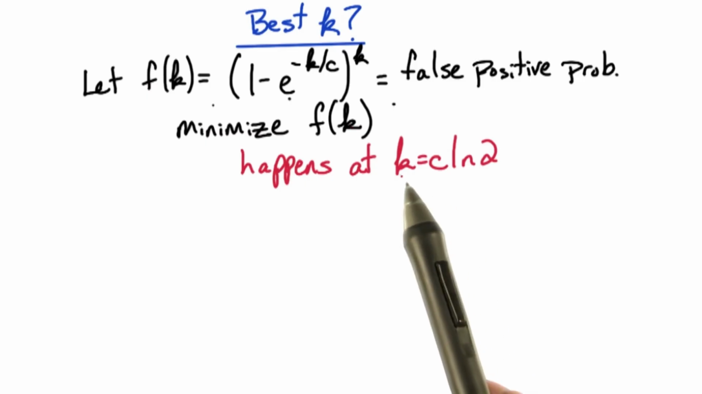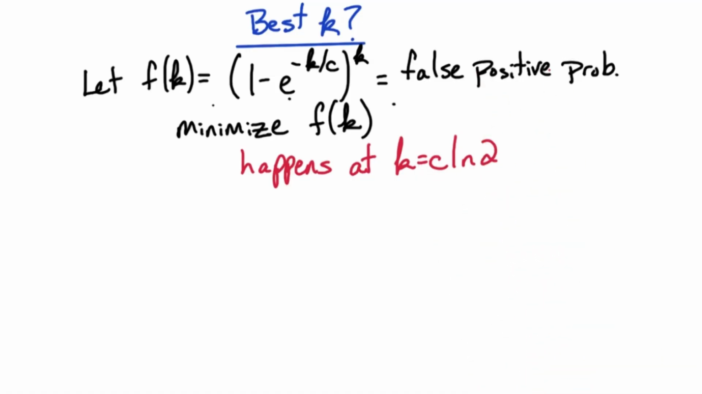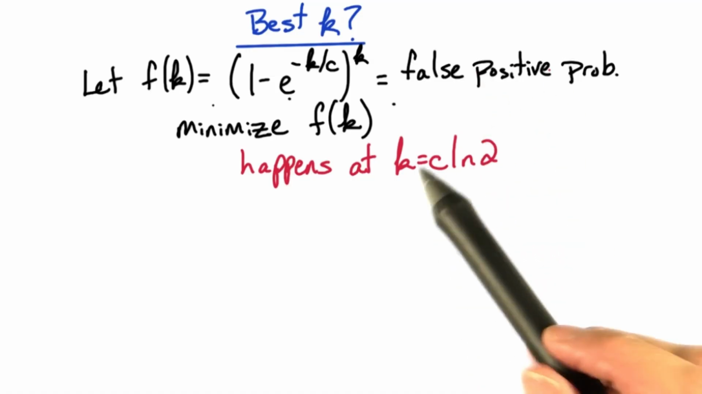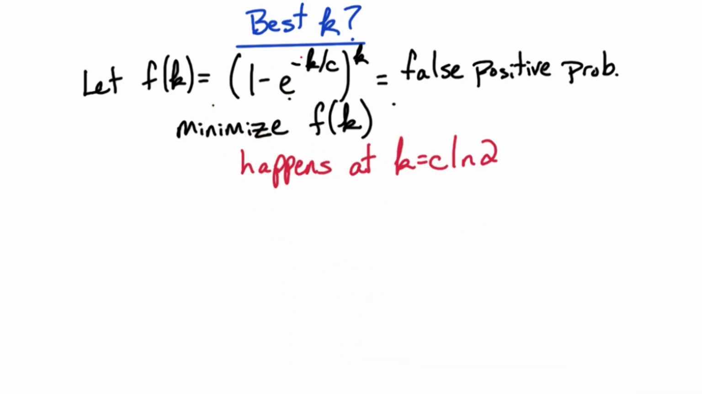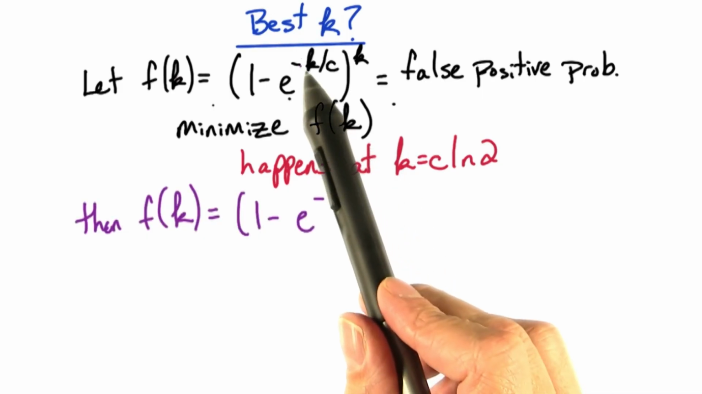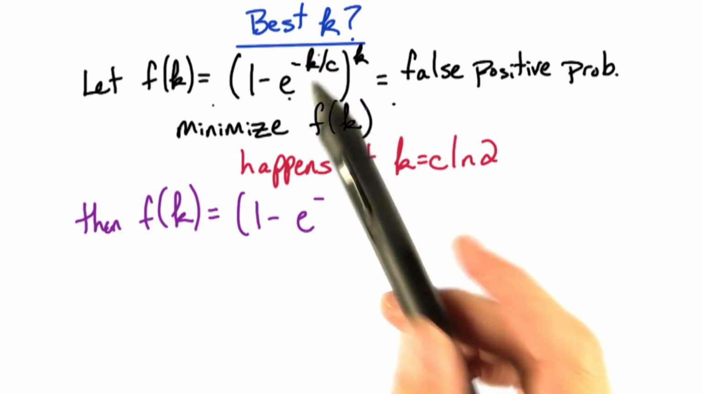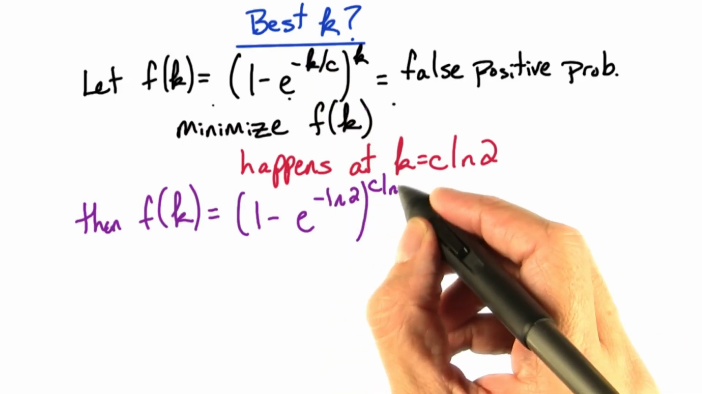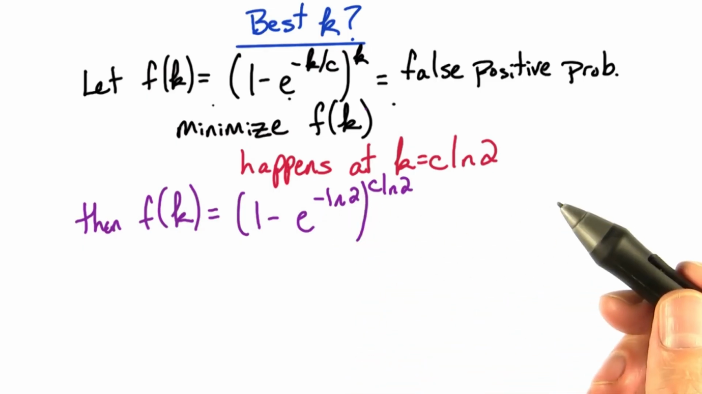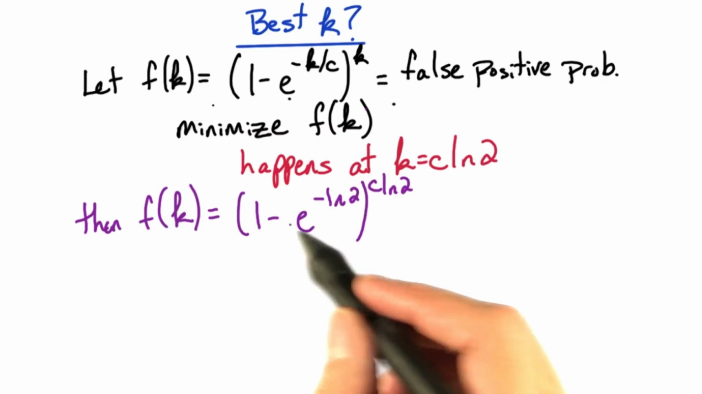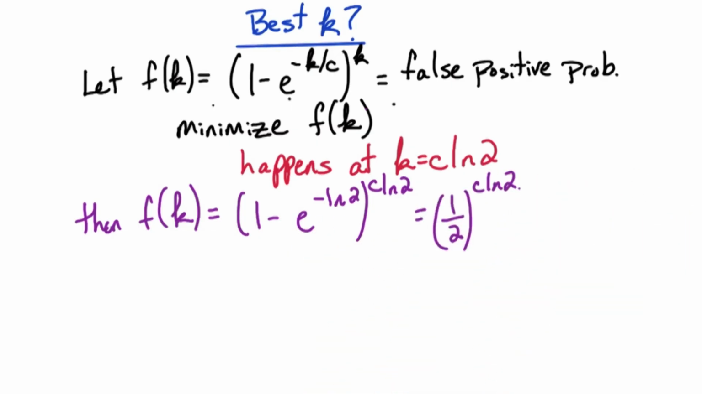But let's look at this choice of k, which is the optimal choice in order to minimize the false positive probability. First off, let's plug this choice of k back into this expression, and then we can simplify it. When you plug in k equals c ln 2 over here, the c's cancel and you're left with ln 2. And then on the outside, we have c ln 2. What is e to the minus ln 2? That's exactly 1/2. And what's 1 minus a half? It's a half. So the inside is 1/2 raised to the power c ln 2.